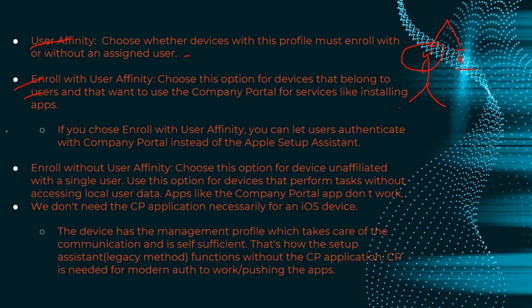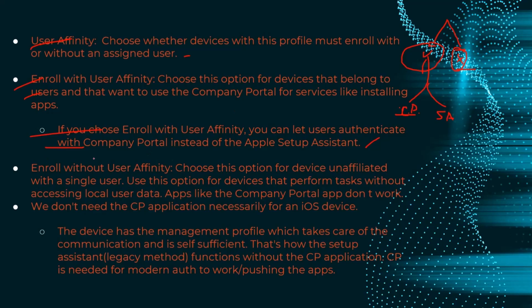There are two locations wherein you can authenticate the user. You can either authenticate the user by using the company portal application, or you can use something called setup assistant. Hence, when you are making the profile, you will have to make this selection. Either you want to make use of company portal application. If you choose enroll with user affinity, you can let the users authenticate using company portal or using setup assistant, right? And now again, it is talking about this option, enrolling without user affinity.